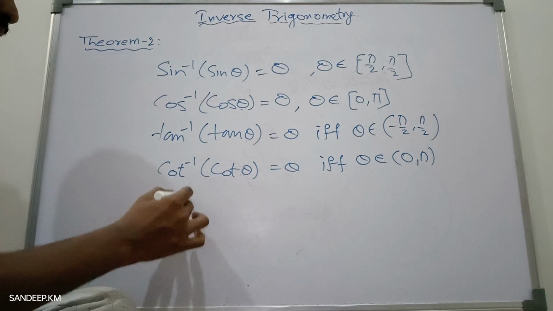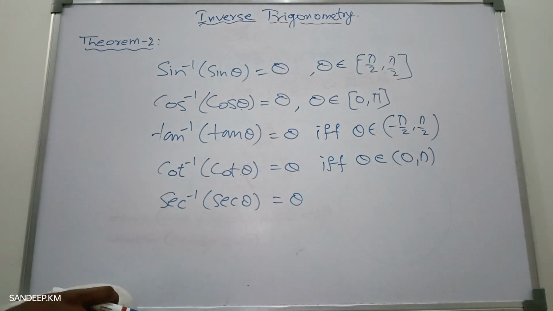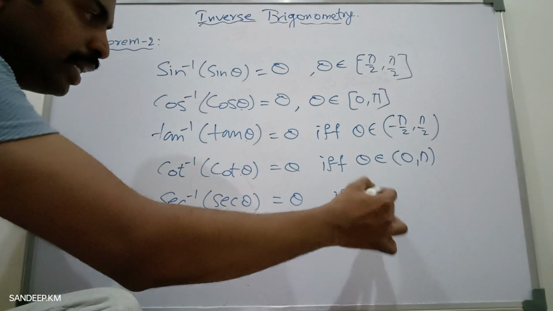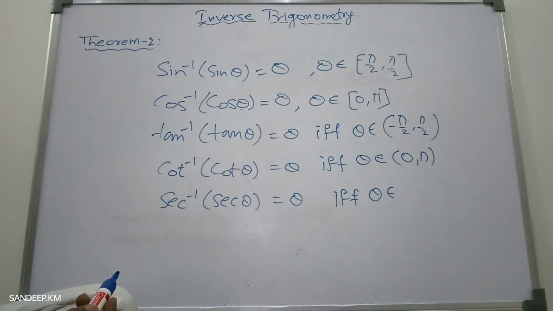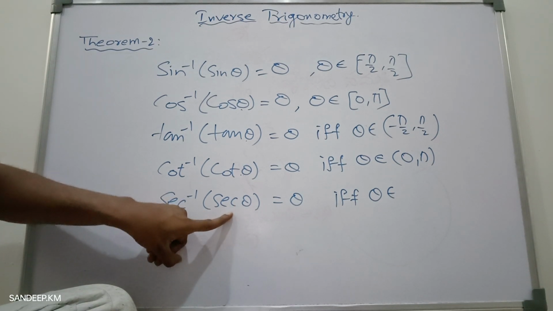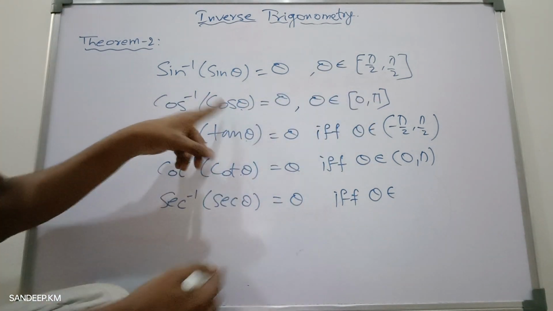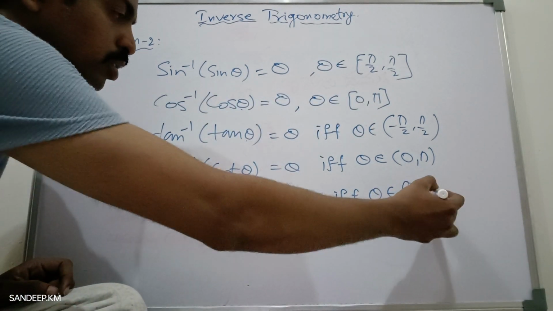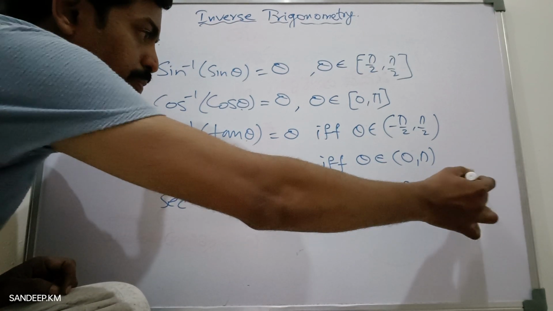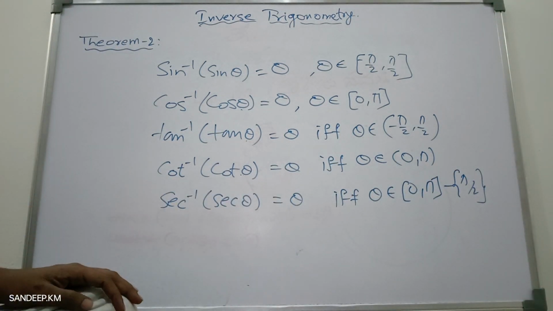Next, secant inverse of sec theta is again equal to theta. When is it equal to theta? If and only if theta belongs to the restricted domain of sec theta. It's very easy to remember if you have learned the concept from video 1. So the restricted domain of sec theta looks like that of its reciprocal cos theta. What is it? Theta belongs to 0 to pi except pi by 2. Because if theta is pi by 2, sec theta is not defined.